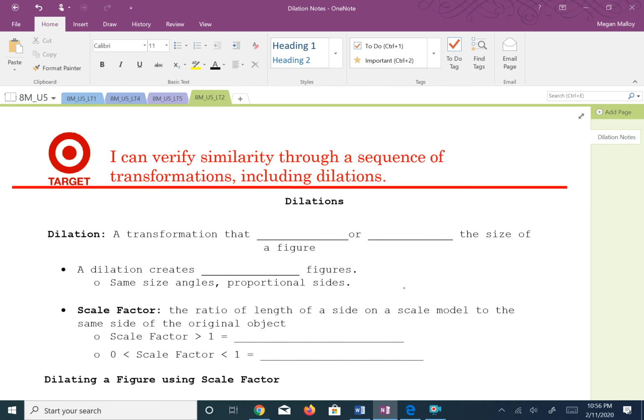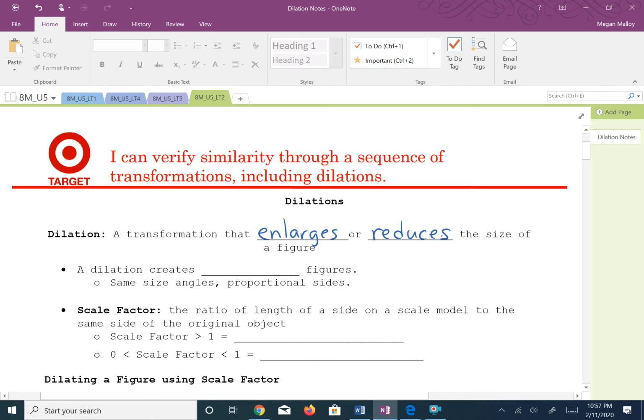With all of those transformations, every single time that we transformed a pre-image, we got a congruent figure as our image. Now we're going to be looking at dilations, which that will not be the case. It's a different kind of transformation because it will not keep your pre-image the same size as the original. So a dilation is a transformation that enlarges or reduces the size of a figure.